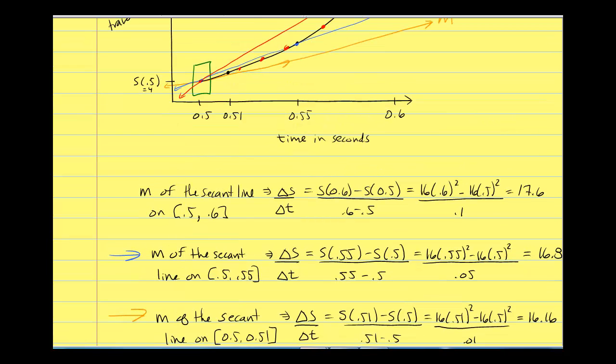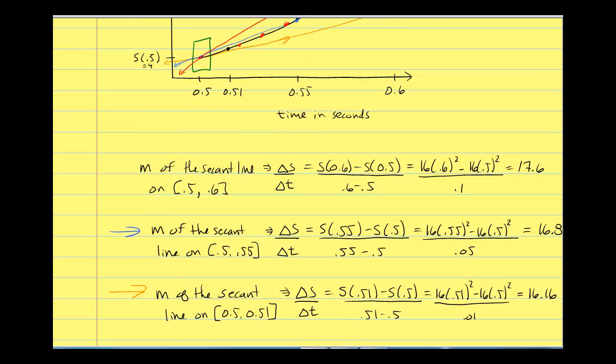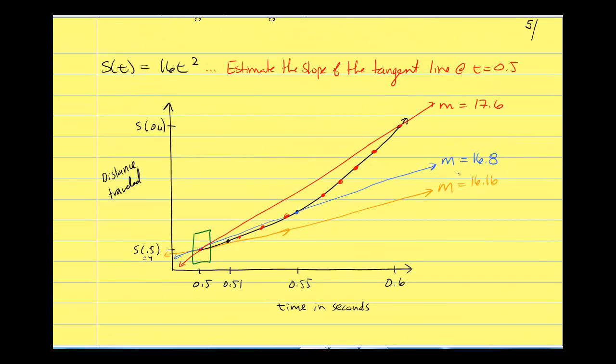Now, a couple things I want you to do: don't just copy this down. Go ahead and do these problems yourself. Find these slopes yourself. You can do this. And make sure you can verify my numbers. So again, 17.6, 16.8, and 16.16 we have right here.